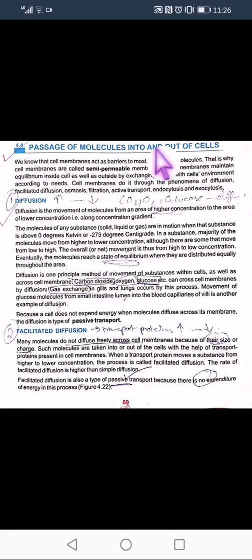Topic 4.4: how molecules are transported in and out of the cells. What is the phenomenon that helps to move them? As we know, our cell membranes are semipermeable. It means they allow exchange of material with some permeability. They do not allow all substances to move in or out. The first process commonly used in the passage of molecules across the cell membrane is diffusion.